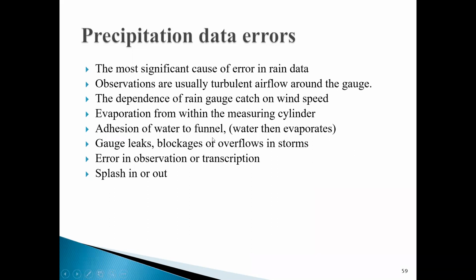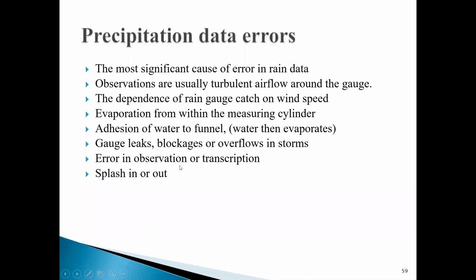Next, addition of water to the funnel, whatever water evaporates. Sometimes some rainfall is attached to the funnel itself, so it in turn evaporates into the atmosphere. Next is any problem in the functioning of the rain gauge, like gauge leakages or blockages or overflow in storms, or the rain gauge having been broken for some reason. It may also be one of the factors affecting the precipitation data.